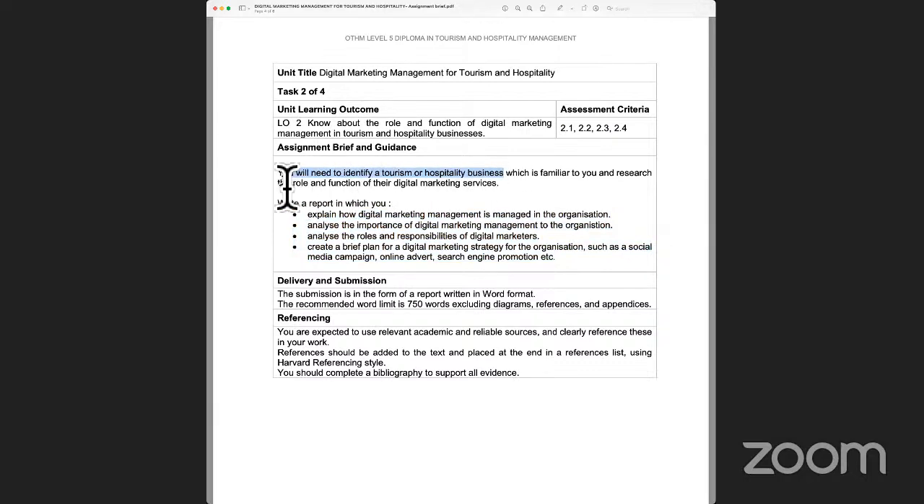So you cannot do this task descriptively or generically. Here what you have to do is basically identify a business, that means a tourism and hospitality business. And what I've done is I've chosen Marriott International.